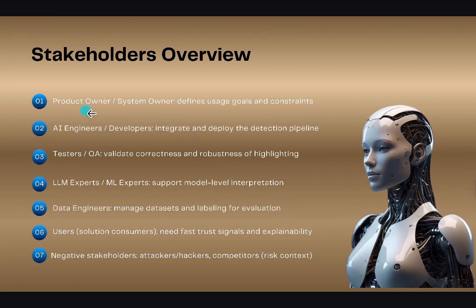First I will go with the product owner. The product owner, or the system owner, defines goals and constraints. Then AI engineers and developers integrate and deploy the pipeline. And then testers and QA check correctness and whether the highlighting part is reliable.